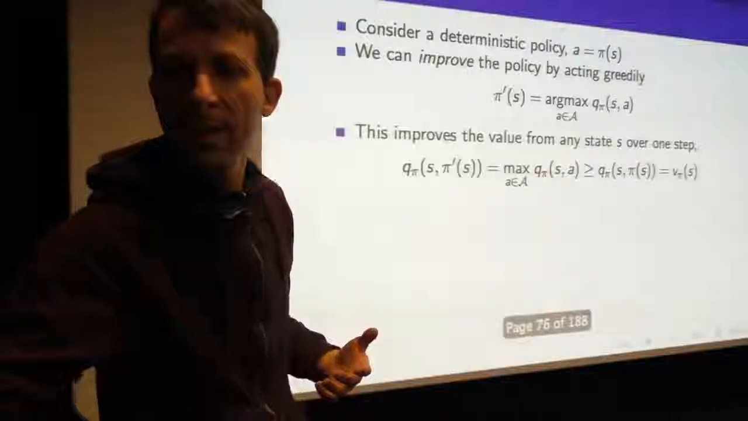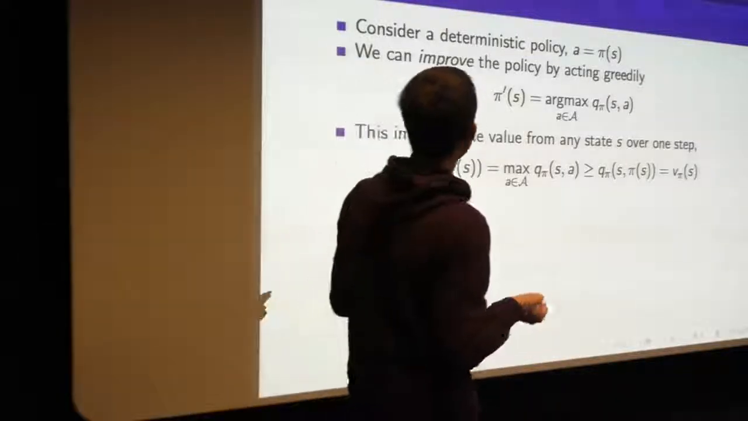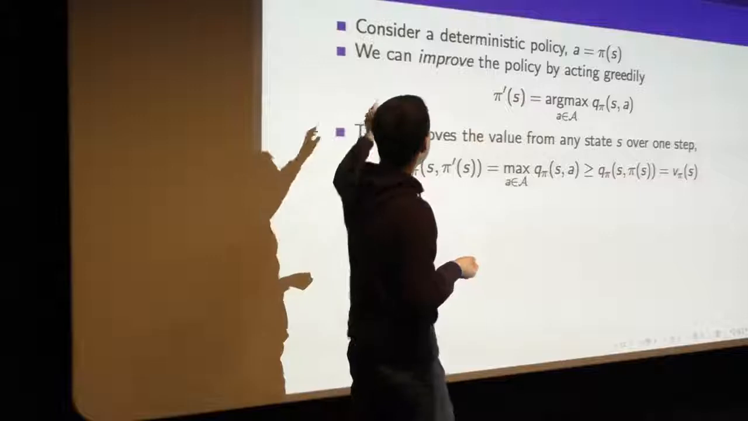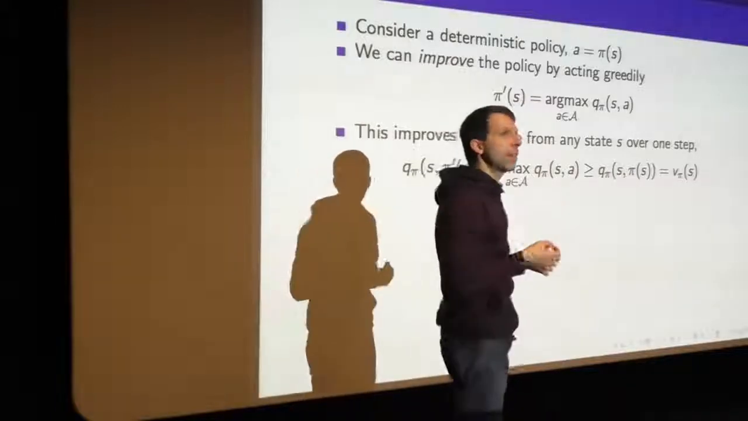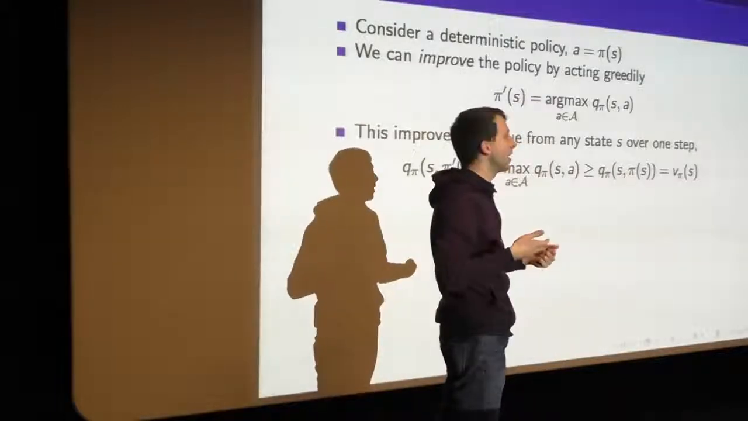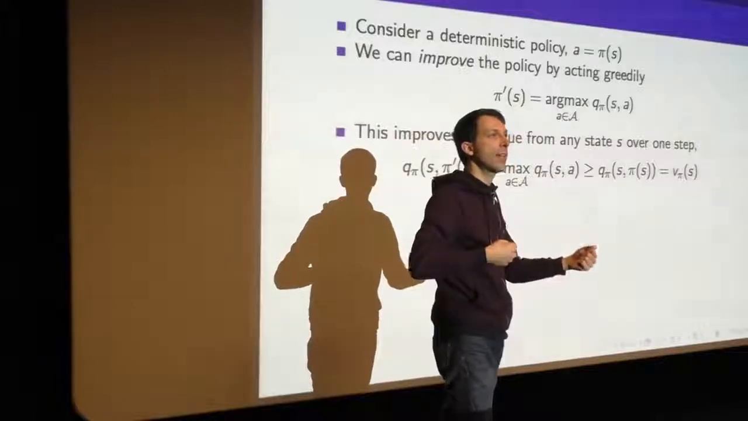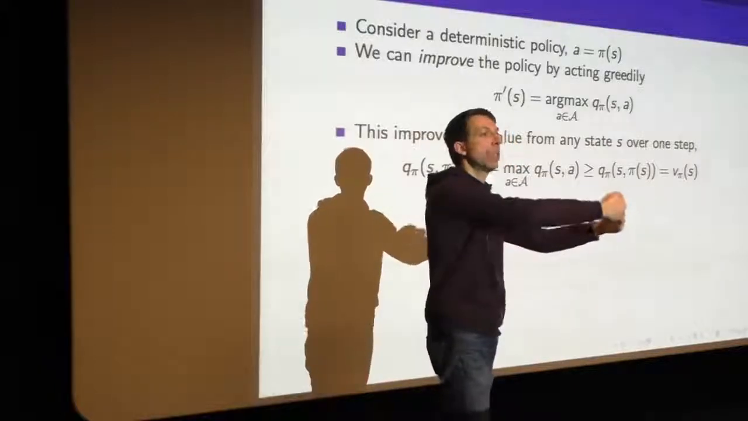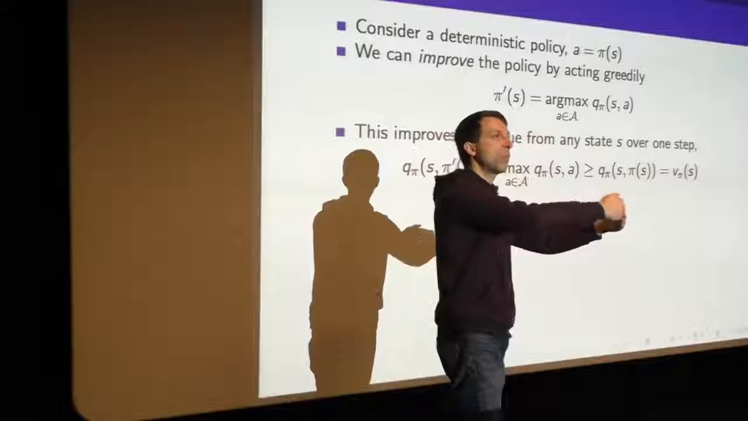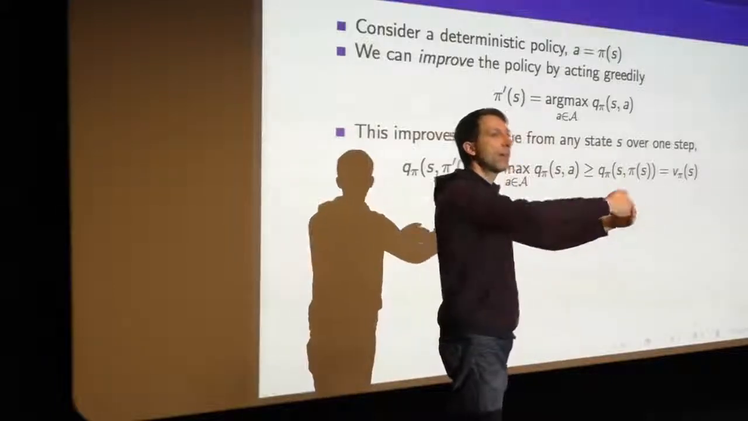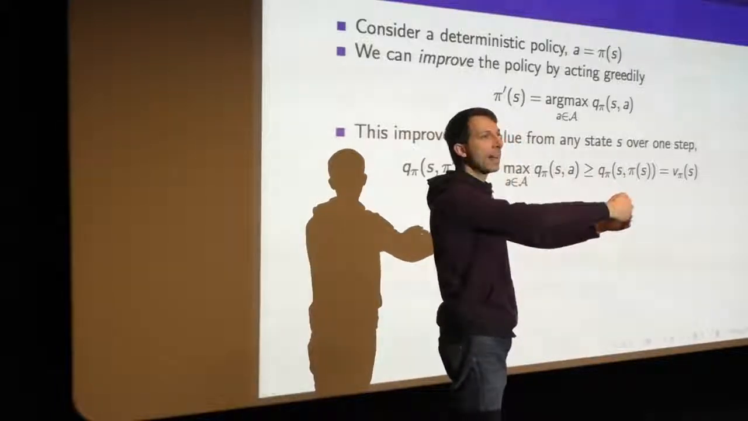So the first thing to understand is to show that if we act greedily, the greedy policy at least improves the value that we're going to get over one step, over this immediate one step. Let's not worry yet about what happens after that. Let's just consider one step and see whether we get more value over one step.